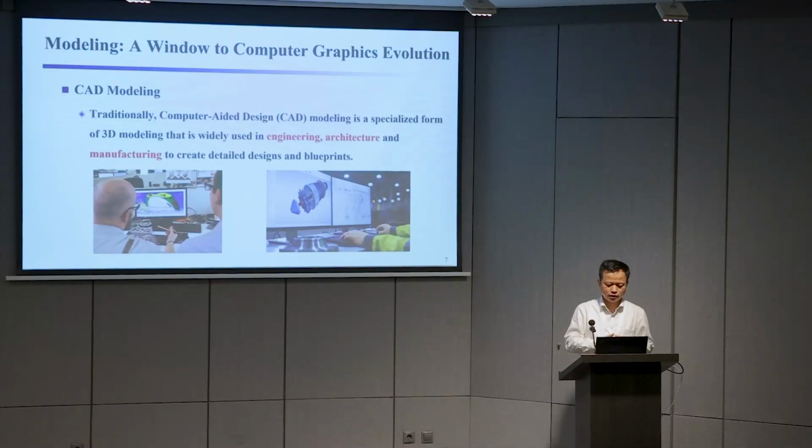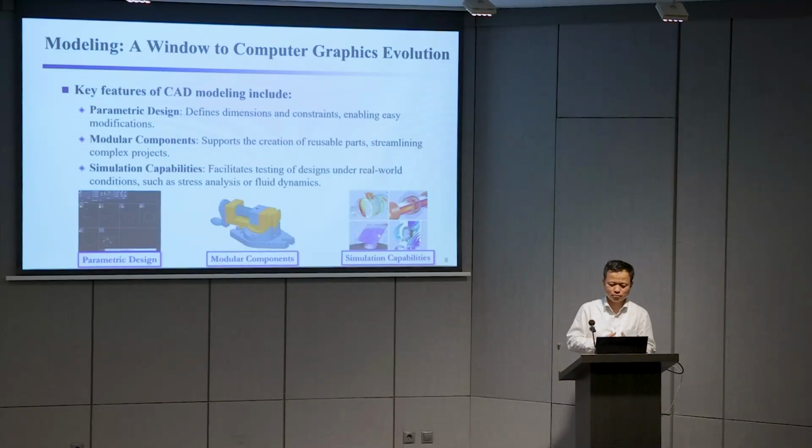So traditionally, computer-aided design modeling is a specialized form of 3D modeling that is widely used in engineering, architecture, and manufacturing to create detailed designs and blueprints.